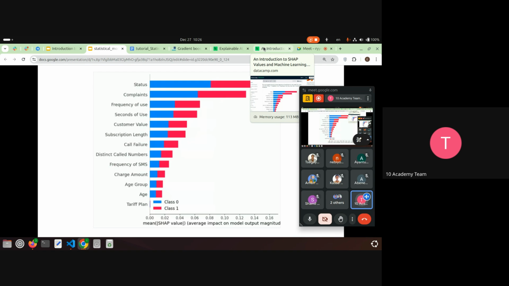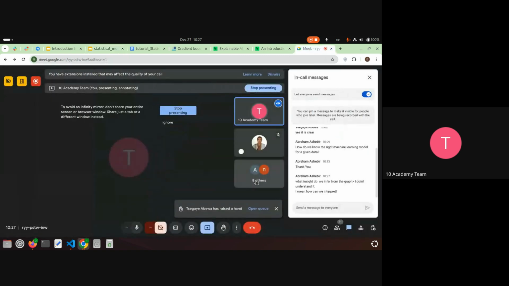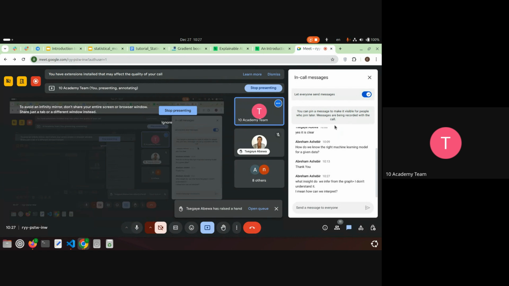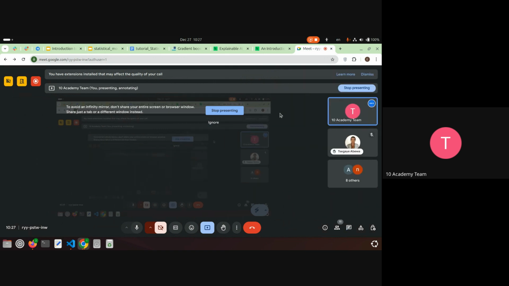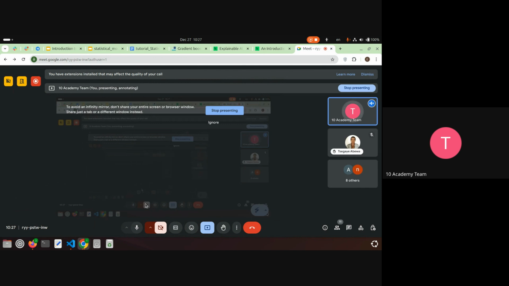So any questions? Anything that is not clear? Okay, so there's a question here about how to interpret the graph. Okay, so there are multiple graphs that you can get, and you can look at the documentation.